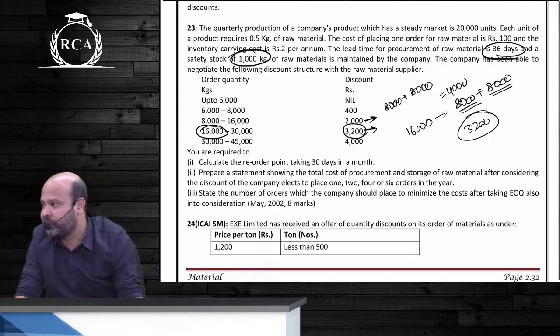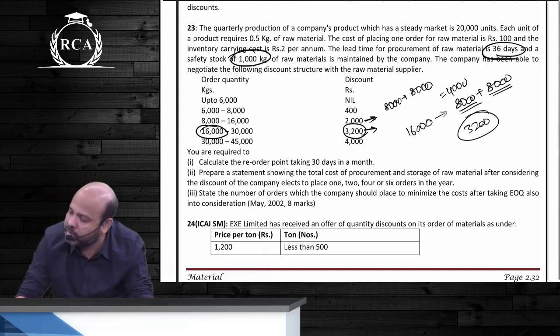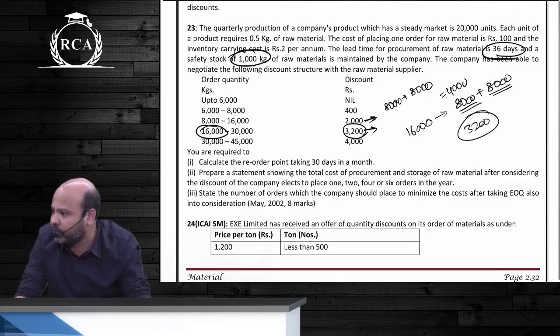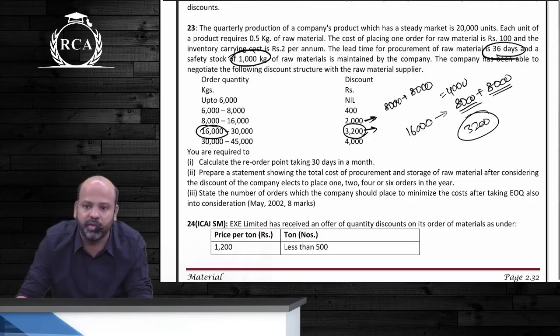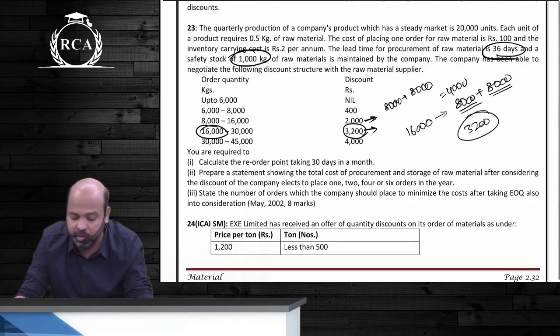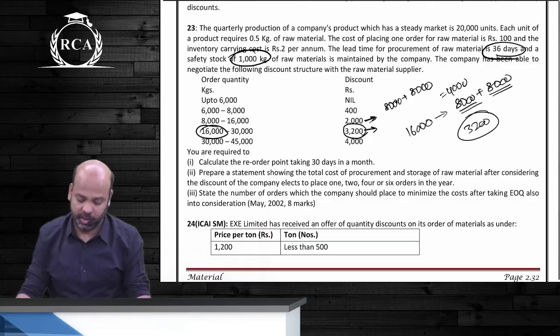What's the formula that we have learned for reorder level? Average lead time into average consumption, plus the amount of safety stock, will give us the reorder level. Are we all clear about this? Chalo beta, let's start with that.